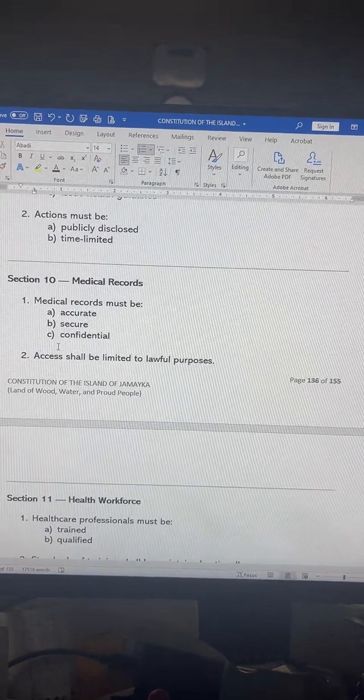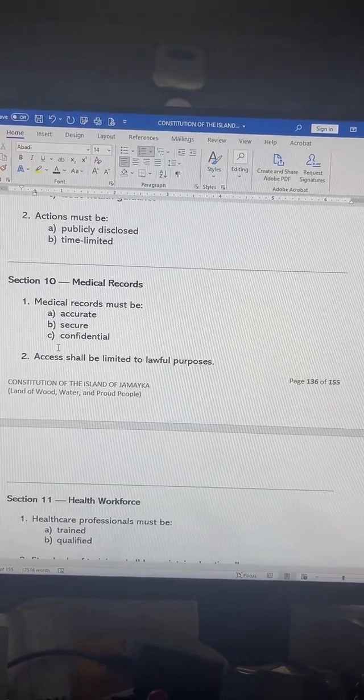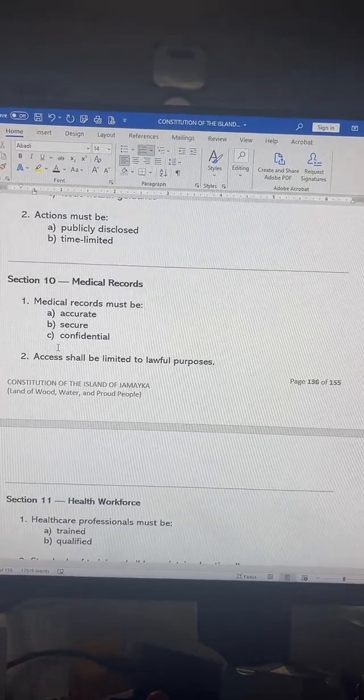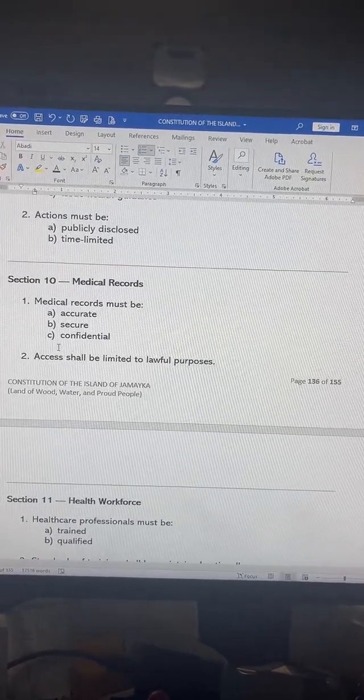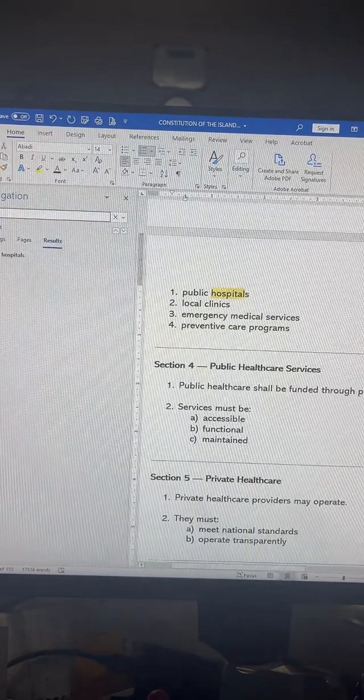Education should be free of cost up to the tertiary level. We could put an age limit on it eventually, right? So I think we did add that. Let's see. Education.